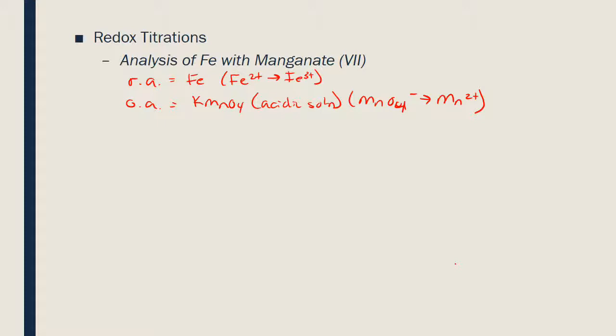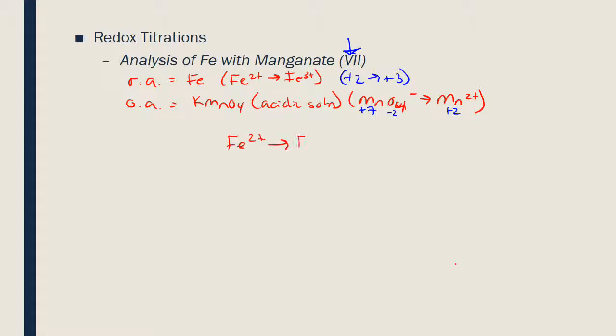So if we look at Fe, Fe is going from +2 to +3. All right, manganese: oxygen's -2, that's -8. We want to make sure there's a -1 left over, or you can just look at the Roman numeral. It goes from +7 to +2. So we can write our half reactions.